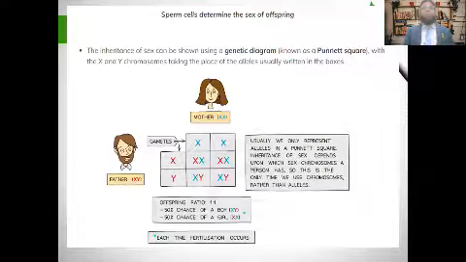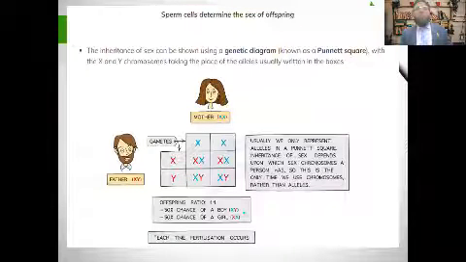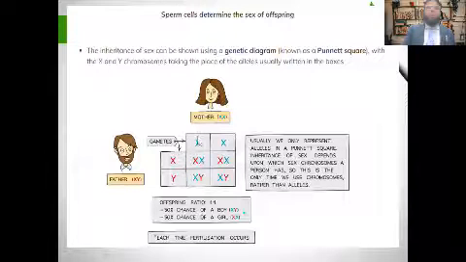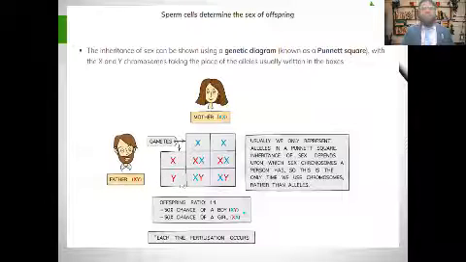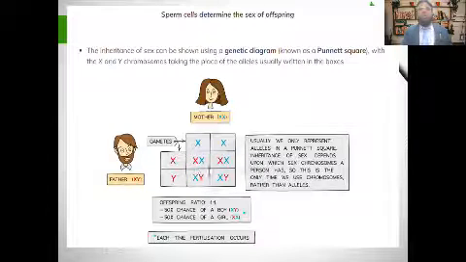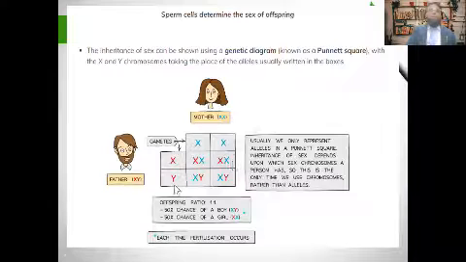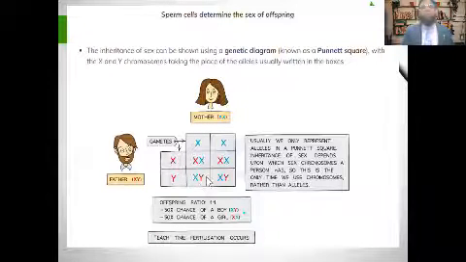Okay, now the sperm cell determines the sex of the offspring. As you can see, the mother has XX chromosomes, that is homozygous, and the father has XY chromosomes, that is heterozygous. So the X is going to combine with the X, so XX, and here the Y is going to combine with X, so XY, and here Y combined with X, so XY. So there is a 50% chance of a boy, or a 50% chance of a girl.